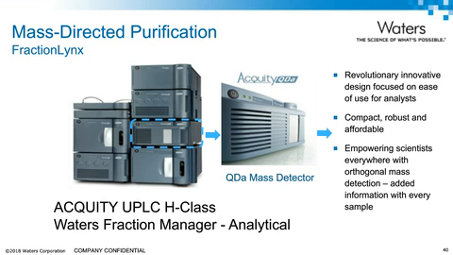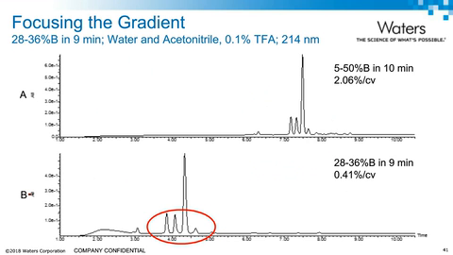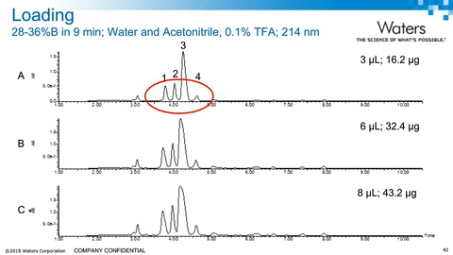Here I have a different peptide where I ran the fast generic gradient in the top trace and then focused the gradient, and you can see that I have very much better resolution between the impurity peaks and the peptide product. I did a loading study and decided to be rather conservative in the amount that I loaded so that I would get pure peptide as a product.